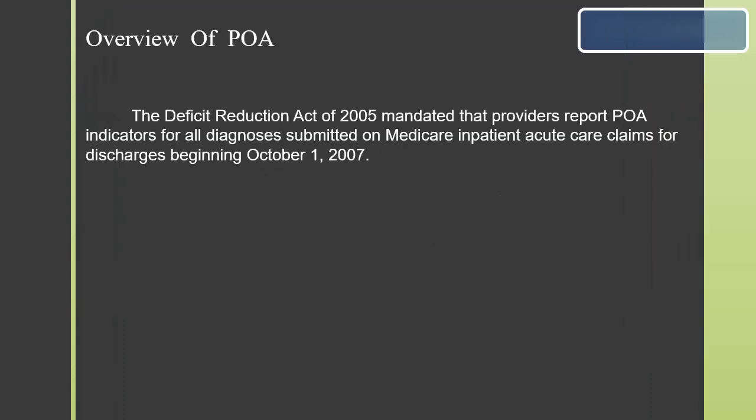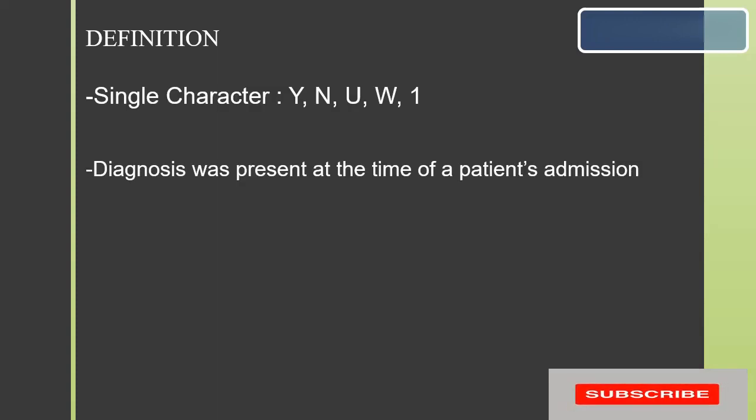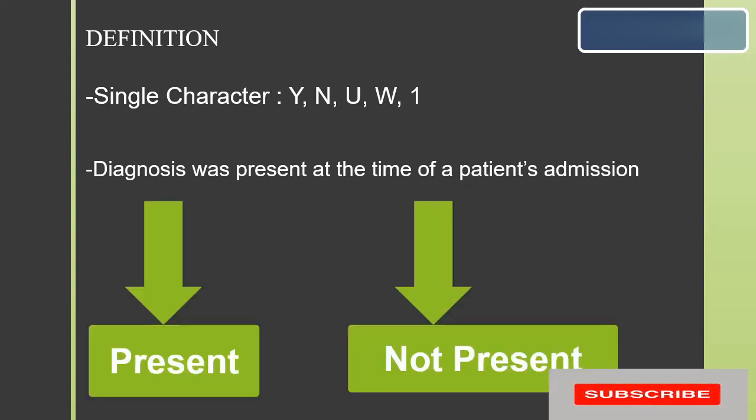According to the Deficit Reduction Act of 2005, providers are mandated to report POA indicators for all diagnoses submitted on Medicare inpatient acute care claims for discharges beginning October 1st, 2007. Before delving into the extensive explanation, let's establish the definition of present on admission indicators. These are concise one-character indicators that categorize diagnoses according to their status at the time of admission. Anything that occurred or existed before admission is classified as present, while a condition that manifests after the admission is designated as not present. This definition is straightforward and self-explanatory.